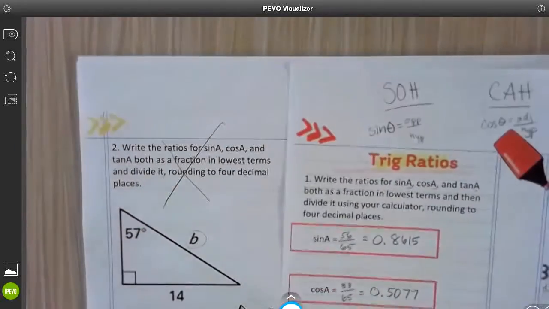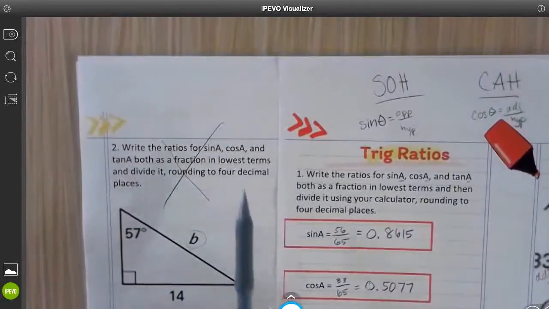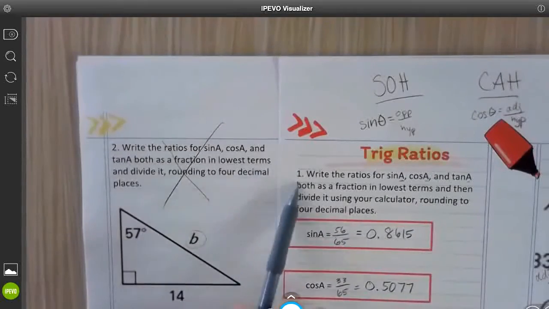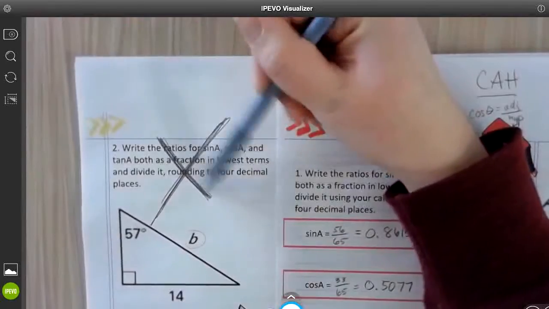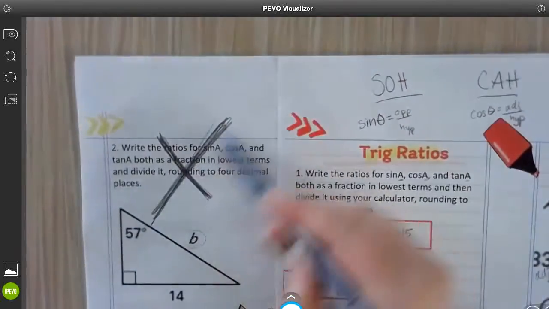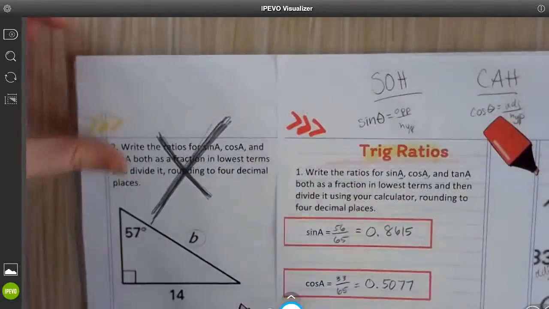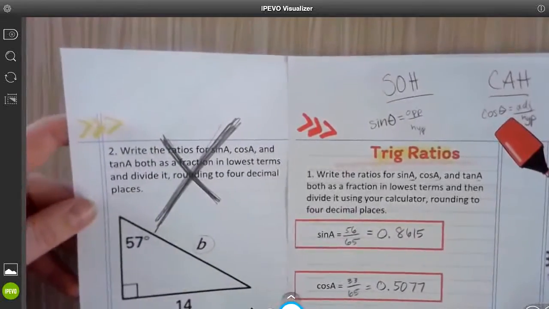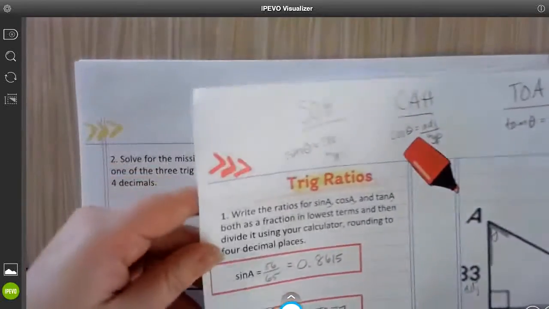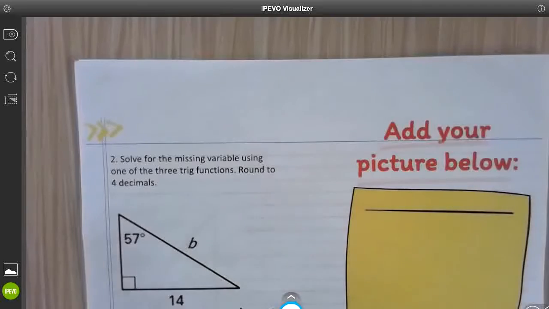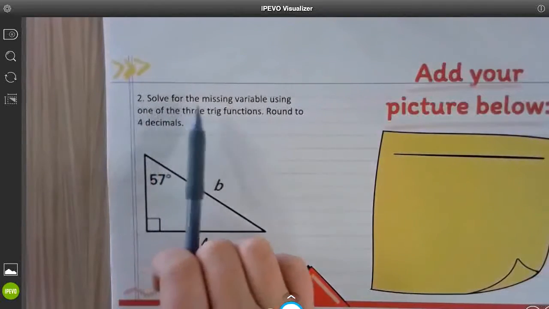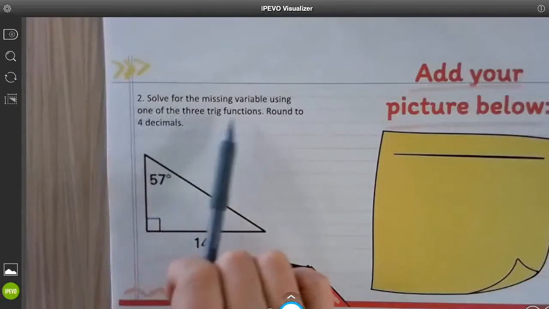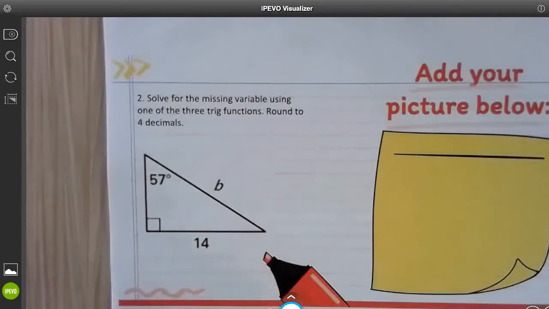Then if we look at number 2 in your slides, it's the exact same set of directions, but I forgot that I have a more updated version with better directions, so I accidentally attached the wrong slide directions on your Google Slides. So I'm going to show you what the directions should have said. The directions for number 2, 3, 4, and 5 should have said: solve for the missing variable using one of the 3 trig functions and round to 4 decimal places.